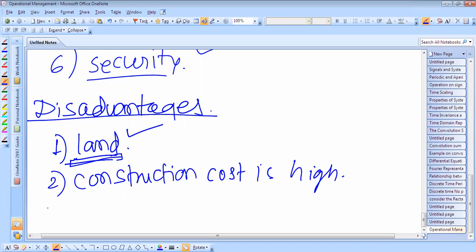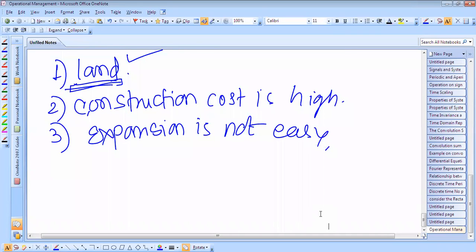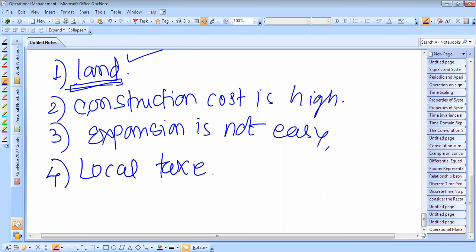Then we cannot expand your plant as and when you think. Okay, so expansion is not easy. Next, local taxes are high. Okay, and the labor salaries are high.